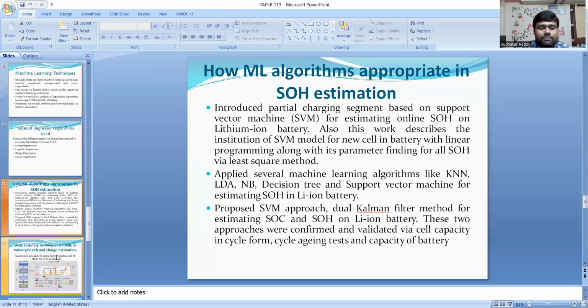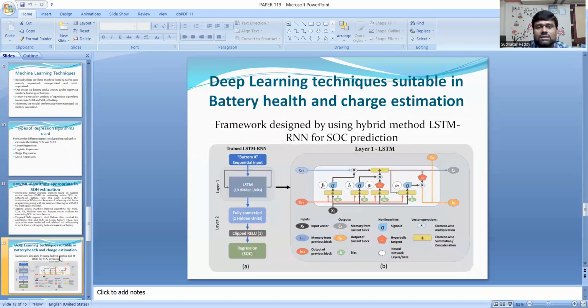Next, in my paper, we discuss the deep learning techniques suitable for battery health and charge estimation. The main important point is the framework designed by using the hybrid model LSTM RNN for the state of charge prediction. What is the LSTM? Long short-term memory. RNN is the recurrent neural network. These two algorithms are used here. This is the deep learning techniques.